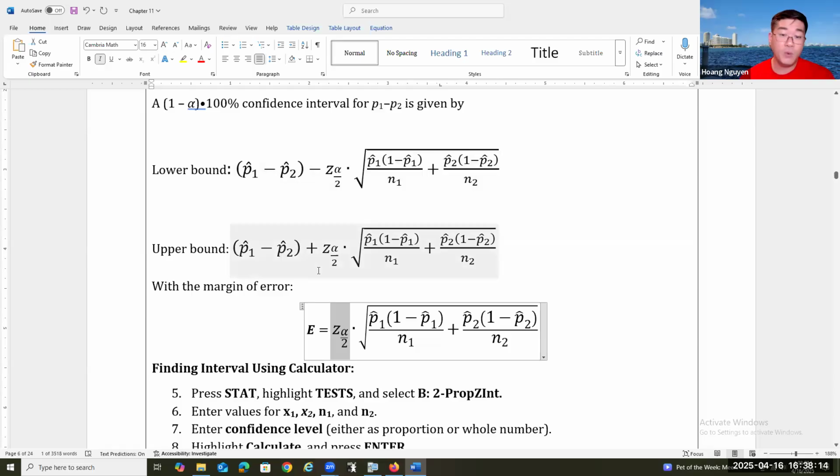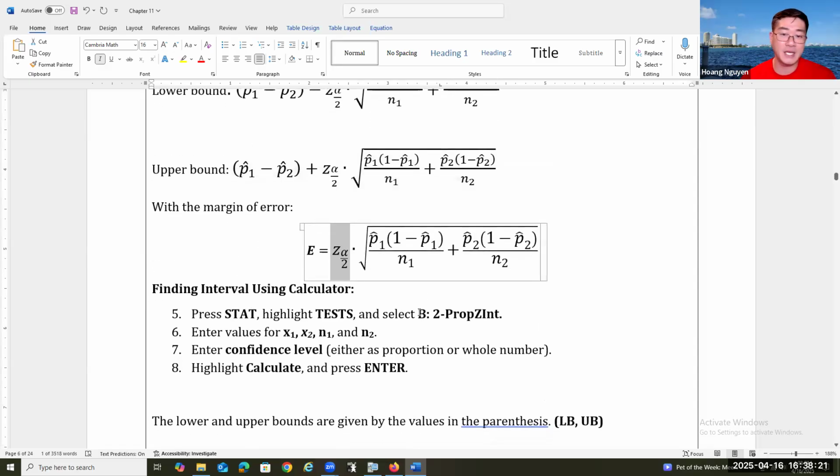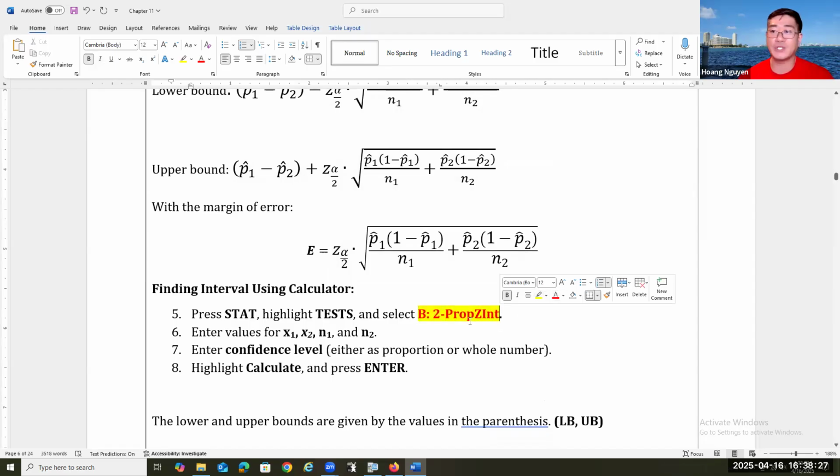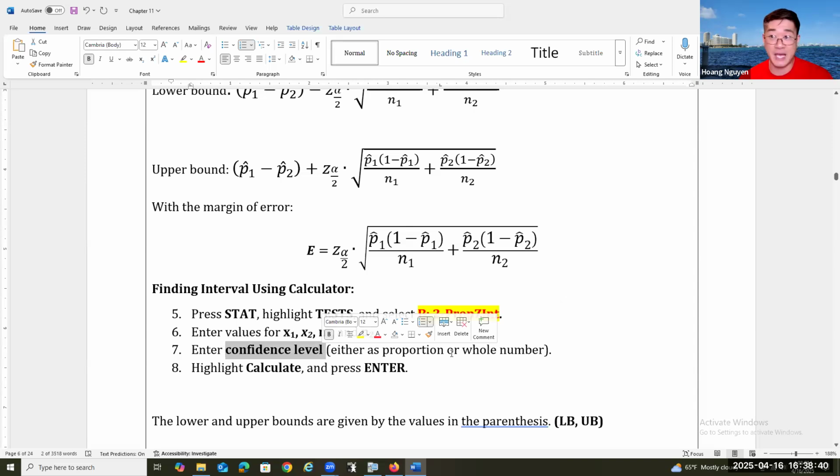We actually do have a shortcut that you might use to double check your answers or to get the answer quicker: the two proportion z interval. When you're using this shortcut, you need to put x1, n1, x2, n2 in the calculator and then select the confidence level. You might input it as a decimal or a percent. It will accept either. And then go down to calculate.